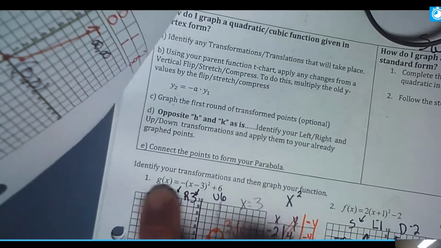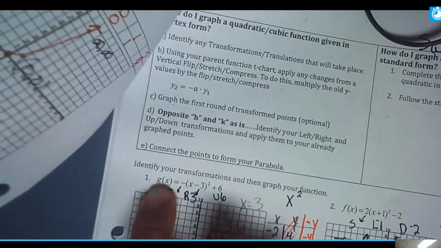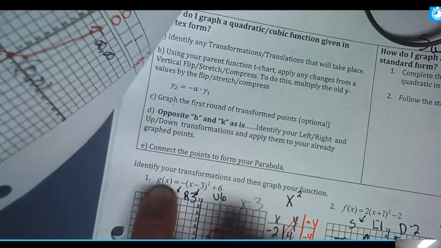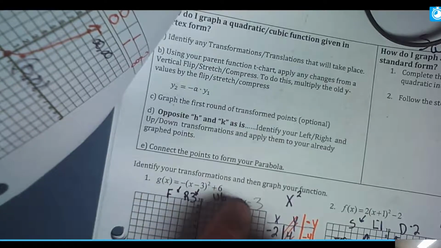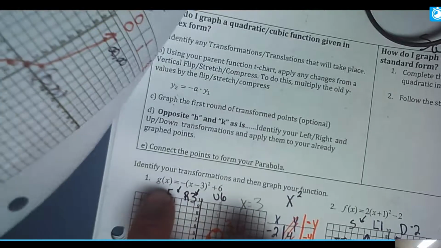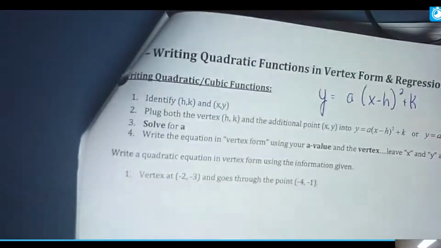So I know there's g of x here. You can substitute it for y. But you're going to see numbers in for a, h, and k, and then x and y are going to be written as x and y. So let's just get started.